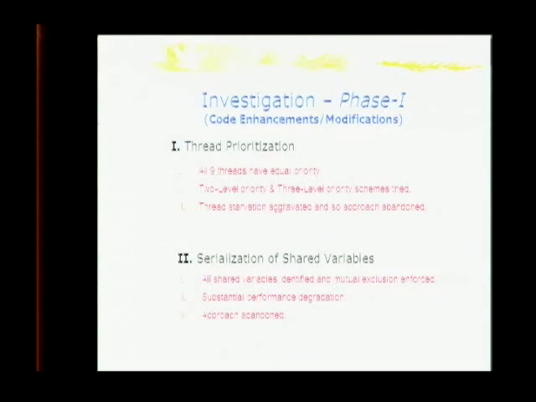The next thing I tried was to serialize the shared variables. I identified the shared variables, and I implemented mutual exclusion. So if you give higher priority to those threads who only wake up after some time, does that solve the problem? No, it didn't. These threads are not operating system threads, these are internal Ruby threads, and they are much slower than operating system threads.